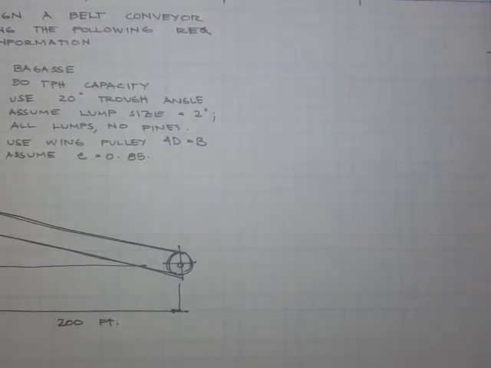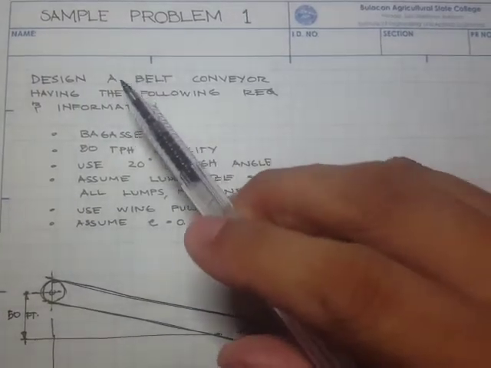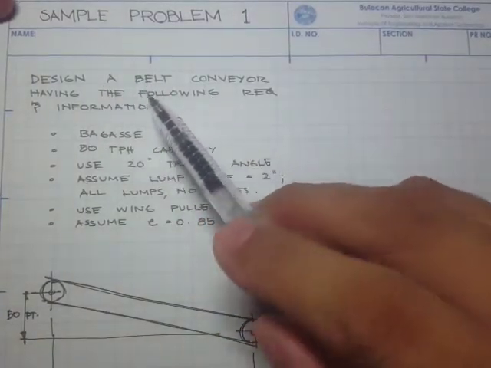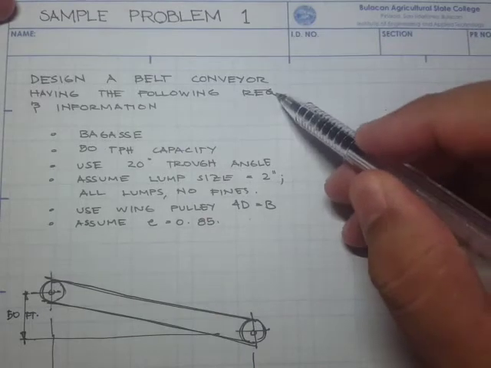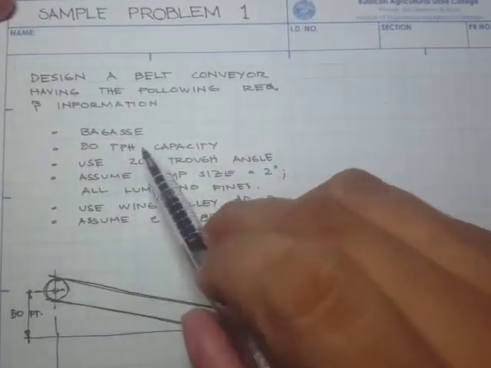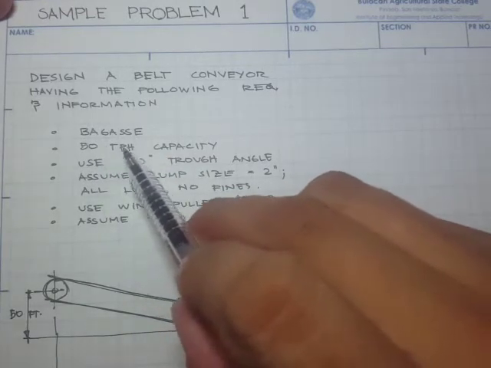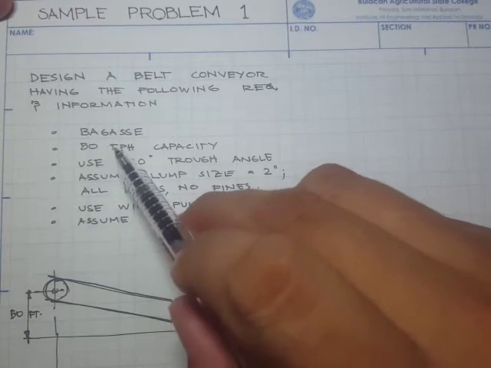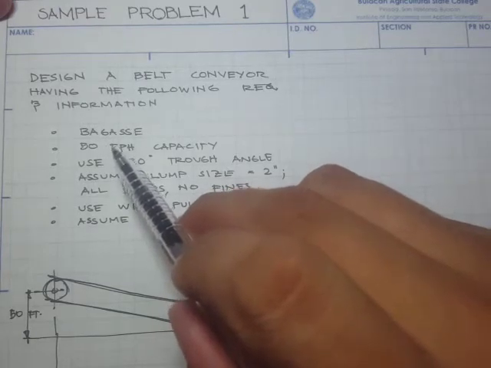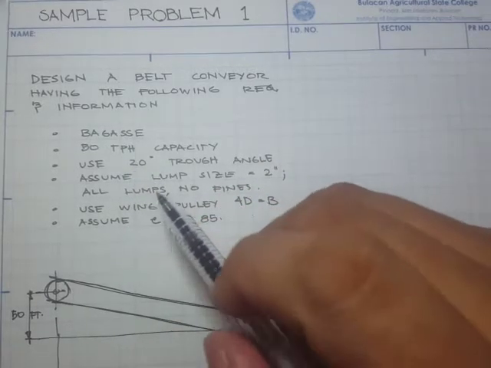Alright, let's get started. In this video, we will be doing a sample problem for the design of belt conveyor. The problem says design a belt conveyor having the following requirements and information. The material is bagasse and the required capacity is 50 tons per hour. And note that this tons is the English tons, which is equal to 2,000 pounds.